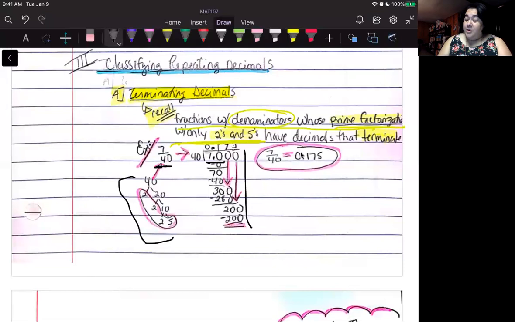You get that 7/40 becomes 0.175. Why do we know it terminates? Remainder of 0. Okay, that's how we know it terminates. And you could have predicted that when you saw that the denominator of the fraction you were converting into a decimal is going to have a prime factorization that only includes 2s and 5s. This is usually expected if you're looking at a denominator that is even, ends in 0, or ends in 5. Okay, you can make those predictions.